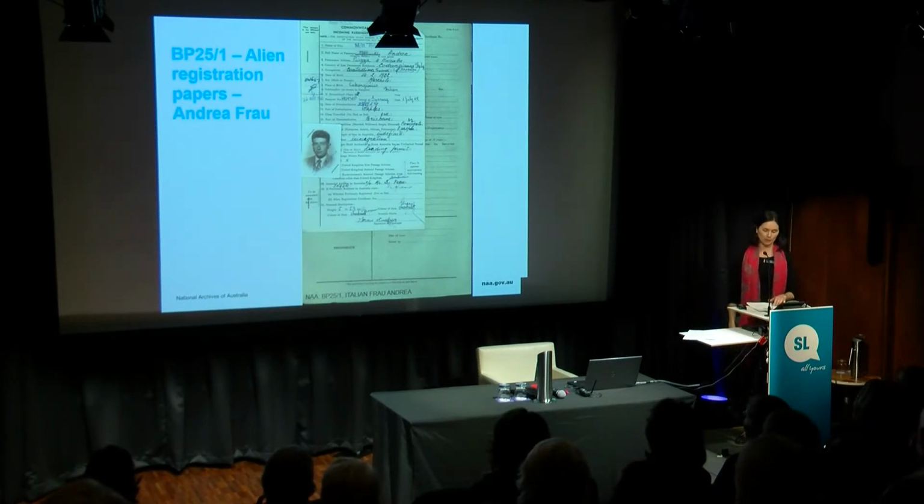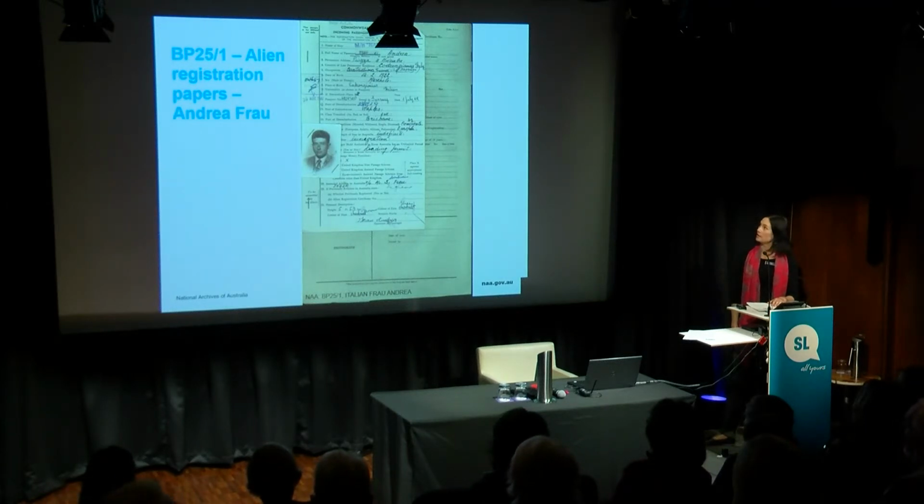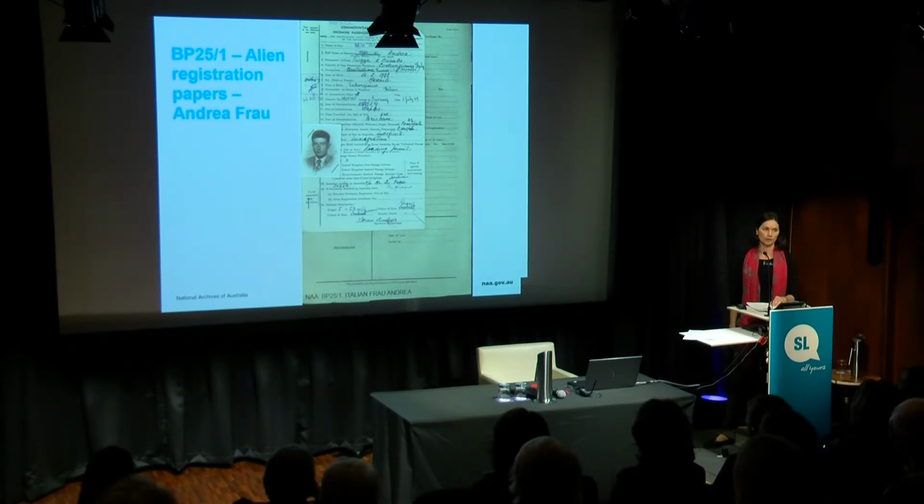Next one's a BP 25/1. These contain alien registration papers completed by the Department of Immigration for aliens entering Queensland. And again on this, it's got the Napoli written at the top, so it's got his arrival details on this one as well. So that's just a bit of a snapshot of the 4 files that I found on that family.